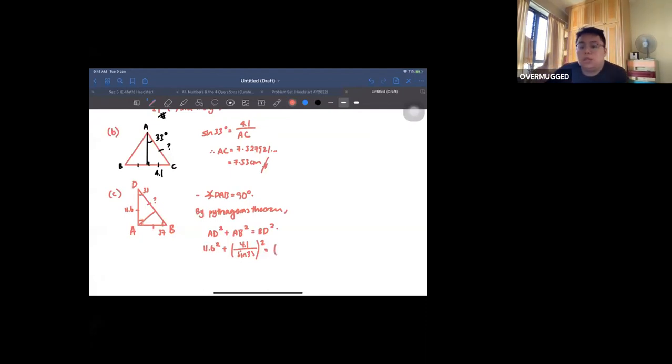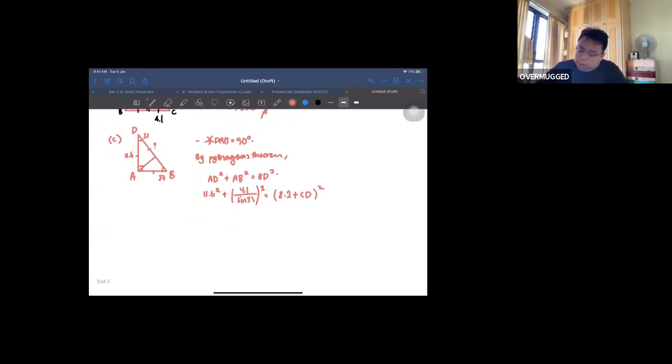Okay. So BD squared, let's write it down. We know that BD is made up of BC and CD. So this is 8.2 plus CD, all squared. So right now, we can happily solve the equation and we're done. So let's write it out.